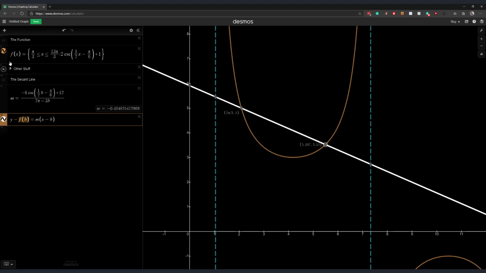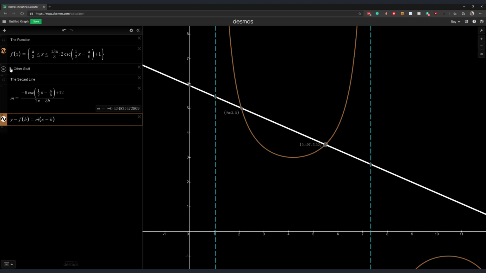Now, as long as that's clear to you, then we have to worry about the slope. And there's two ways you could have written this. You could have actually written the formula for the slope in there, but I decided to write the slope as its own formula above and then just write m there. The formula for the slope we had just computed is -6 cosecant of 1/2 x minus pi over 6 plus 12 over 2 pi minus 3x. But remember, the x value for this point right here is what we are calling b.